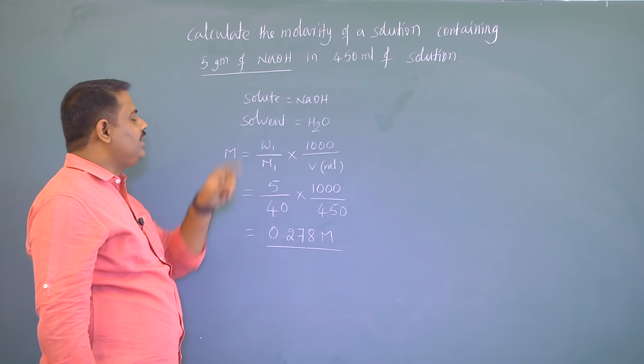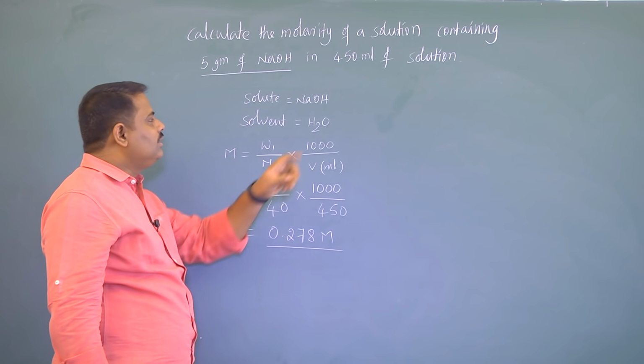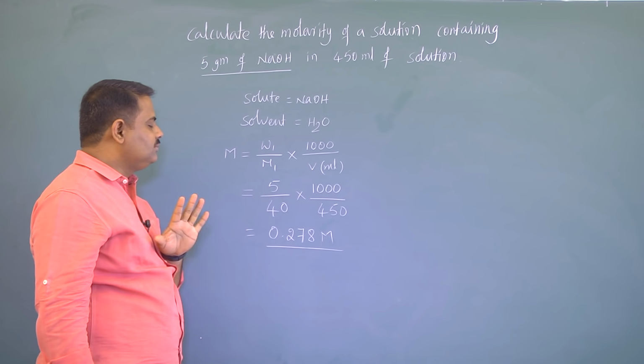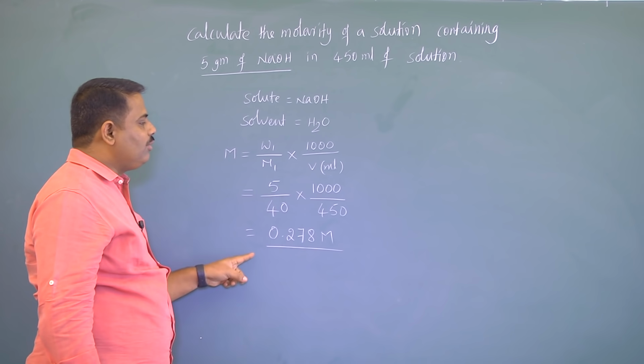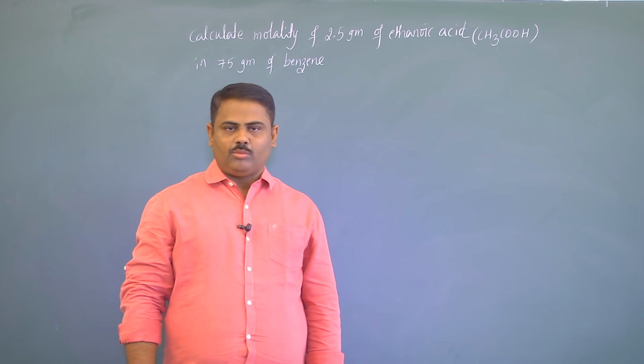I will repeat: weight of solute is 5 grams, molecular weight of solute, that is molecular weight of sodium hydroxide, is 40. This is volume of solution in milliliters, that is 450. The final answer is 0.278 molar.